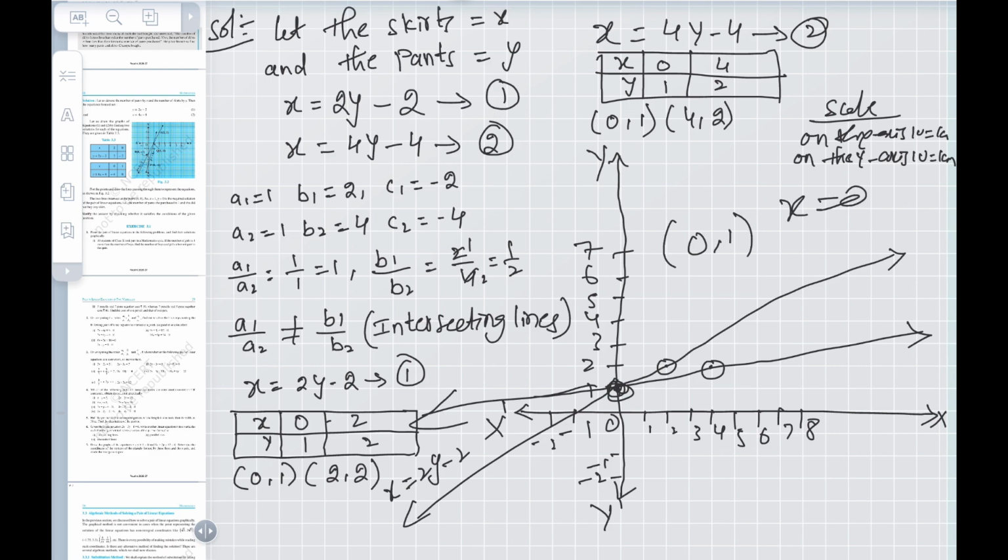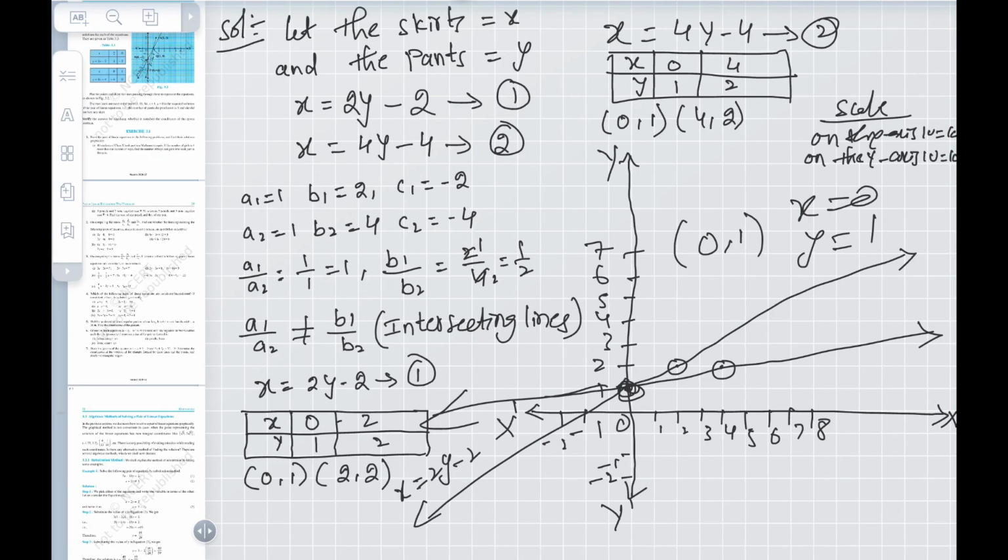So x value 0, then y value you get 1. If you observe this question, example 3, clearly you got x value 0 and y value 1. X value 0. What is x actually? Let the skirts equal x, which means Champa did not buy any skirt, and y value equals 1. So y value means pants. So Champa bought only one pant. She did not buy any skirts.